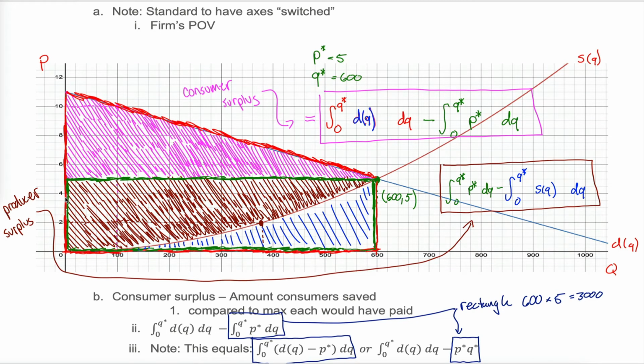We've gone this far, so we might as well calculate producer surplus, then we can call this good. Remember, for producer surplus, we're figuring out the area of this rectangle, and then we're subtracting the area underneath the supply curve, the area that's shaded in blue here.